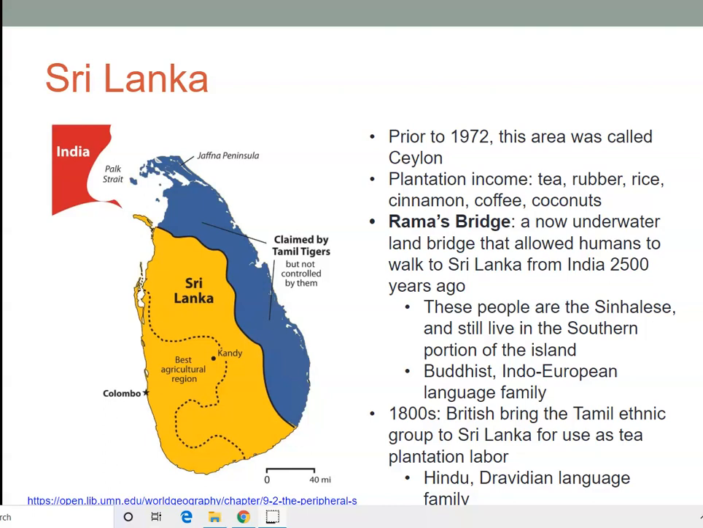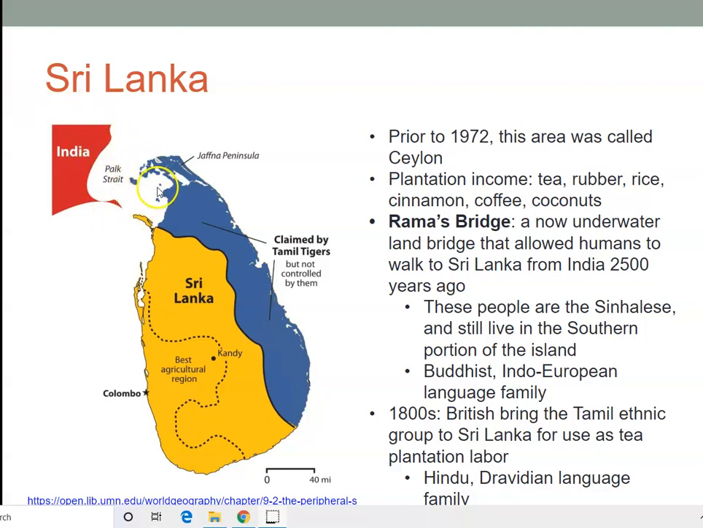While under control of Great Britain, and we still see some today, the economy was largely plantation income, growing things. We are in the tropics, so we have lots of water and lots of sun. So tea, rubber, rice, cinnamon, coffee, coconuts, all of these plants require lots of heat and lots of water. An important aspect to this realm here is going to be Rama's Bridge.